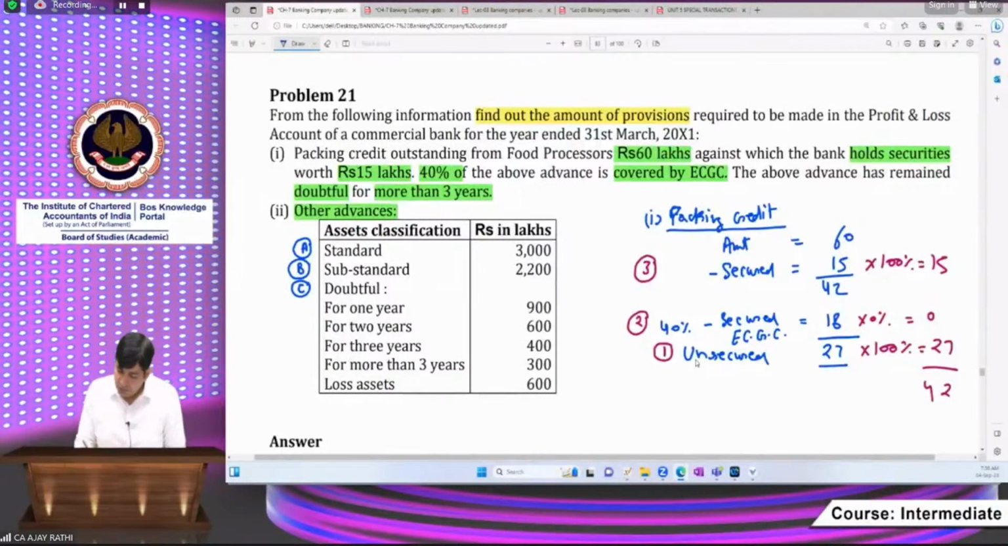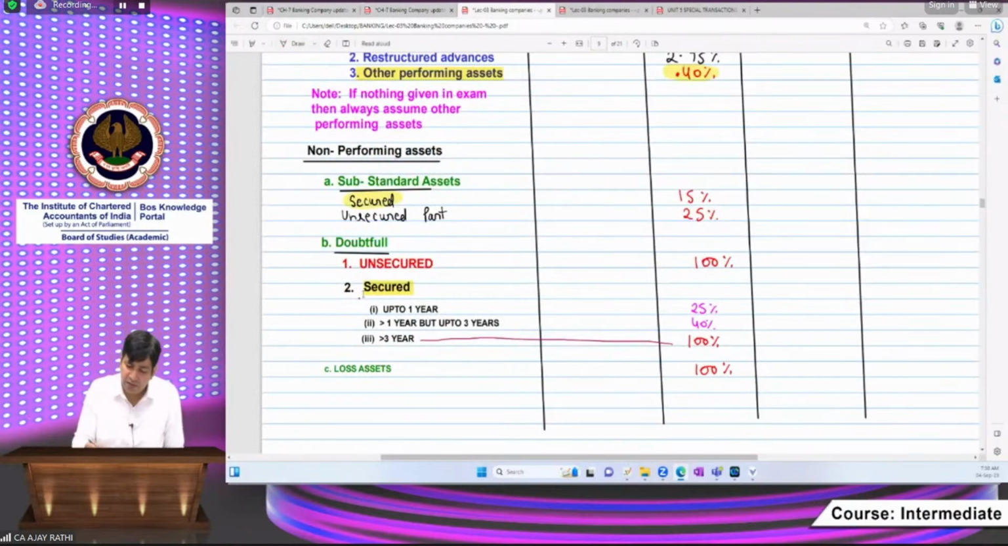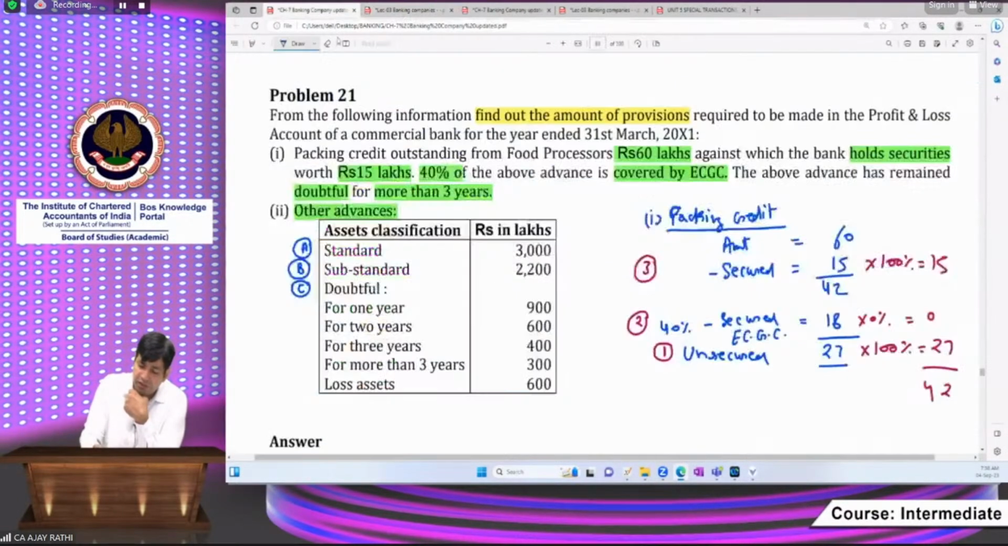Sir, this is the standard. Yes, standard is there, and on standard this table will work. Remember, sir, if nothing is given, then always pre-assume other. It means 0.4%, at the rate of 0.40%.